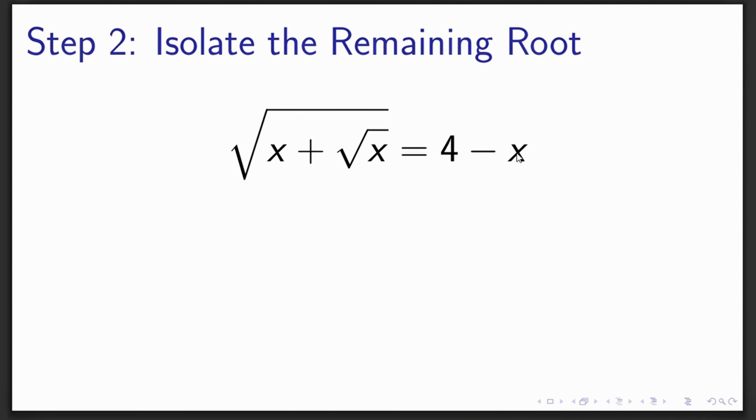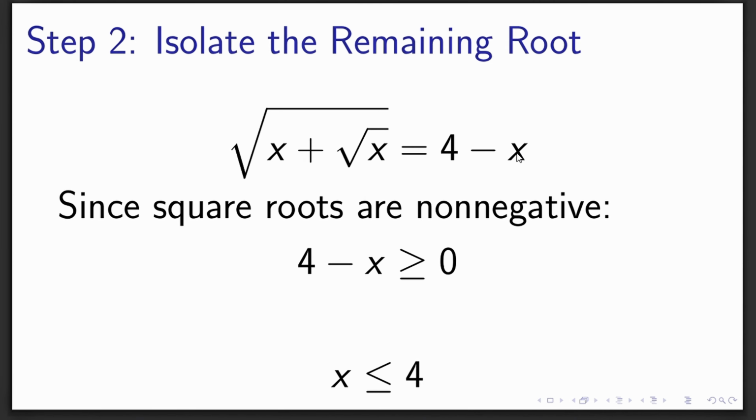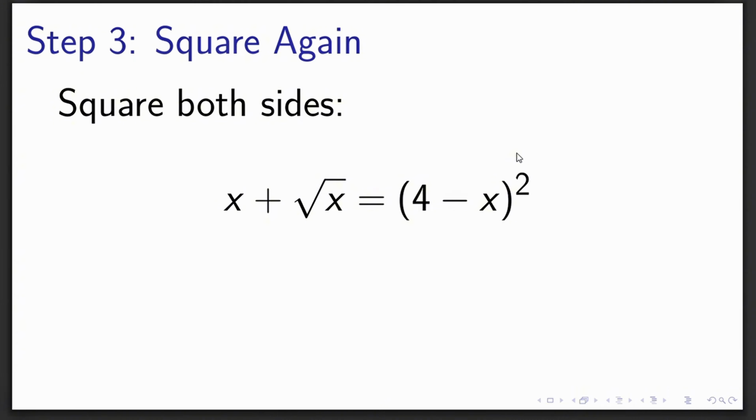We can see that there is a square root on the left side, and we know that square roots are non-negative. This means 4 minus x is greater than or equal to 0. So x will be less than or equal to 4. Now we can take the square on both sides.